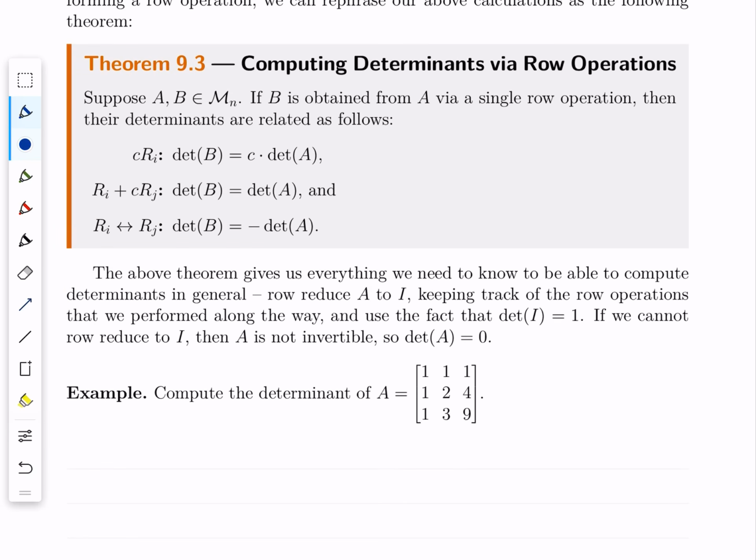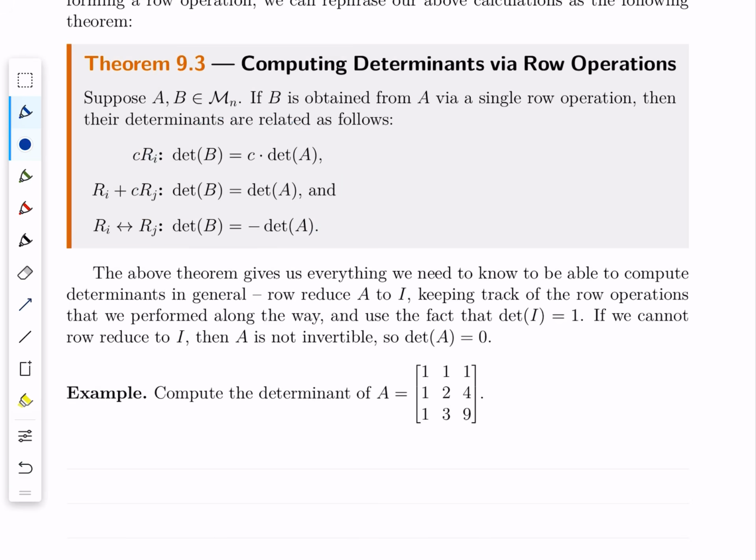Anyway, let's see how we actually make use of this theorem. The idea is you want to row reduce your matrix as much as possible. If you're able to get down to the identity matrix, then great. The identity matrix has determinant 1, and then you can just trace back the changes that you made to the determinant all the way back to your original matrix to figure out what its determinant must have been.